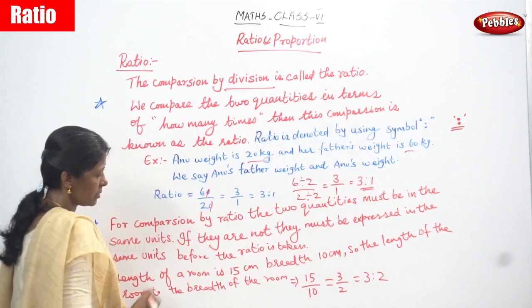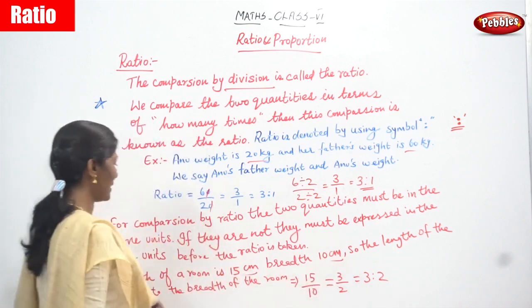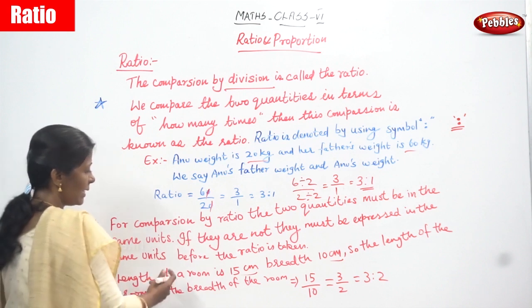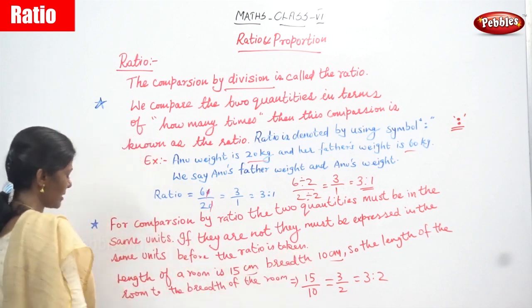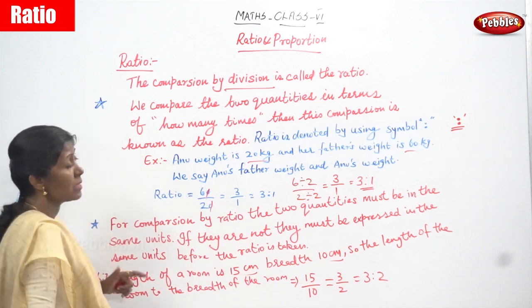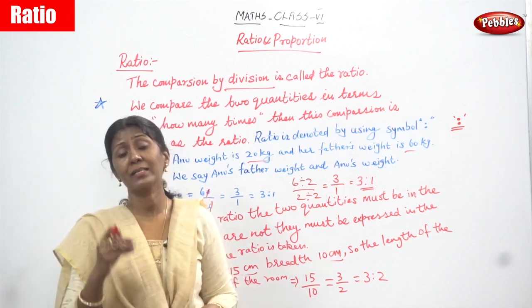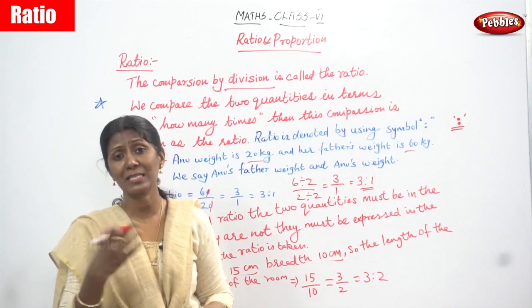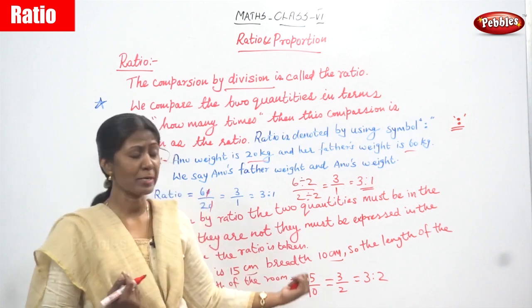Here we have compared 15 centimeter and 10 centimeter. The length of a room is 15 centimeter and the breadth is 10 centimeter. This is the second example; that was example 1. Before you take the ratio, the units must be the same. If they are not the same, you have to convert into the same unit, then take the ratio. That is the meaning of the sentence.